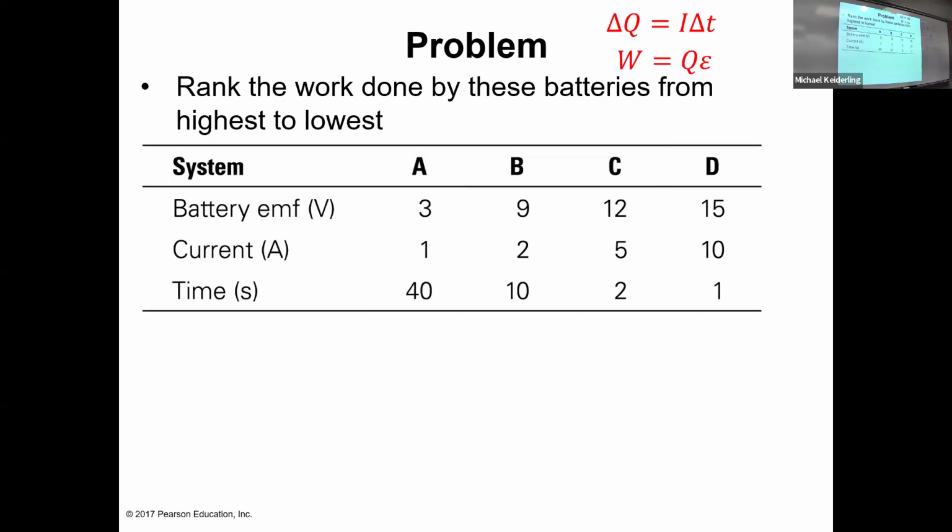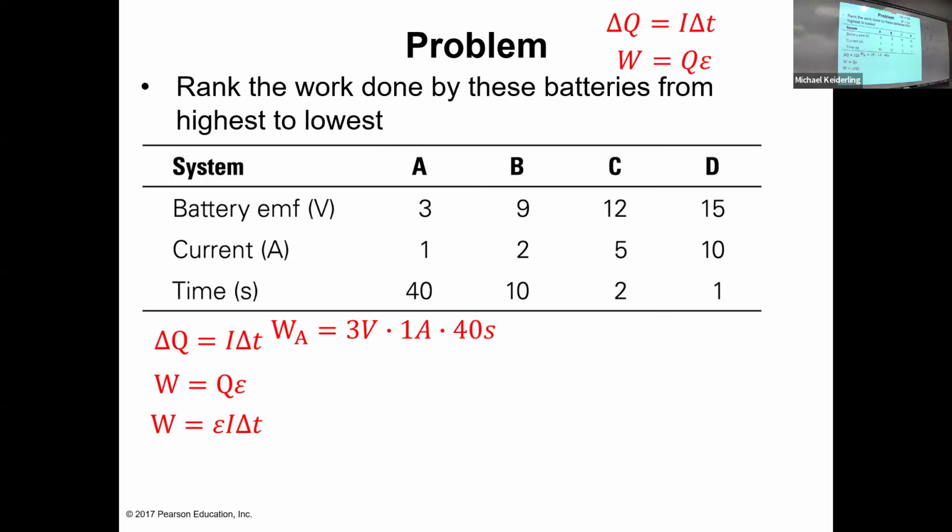So we can go through these. Let's start with system A, battery A. The general formula here is that delta Q is I times delta T. Work is Q times EMF. So to get the work, you just multiply all three of these together. Work is EMF times current times time.